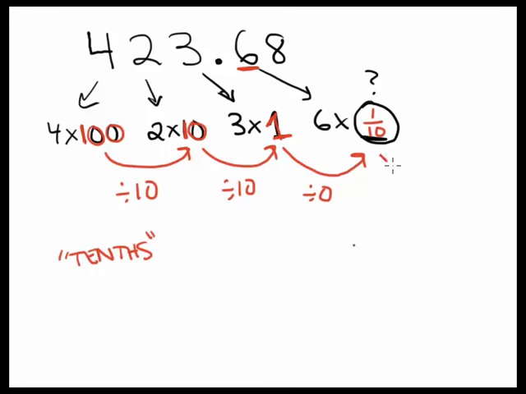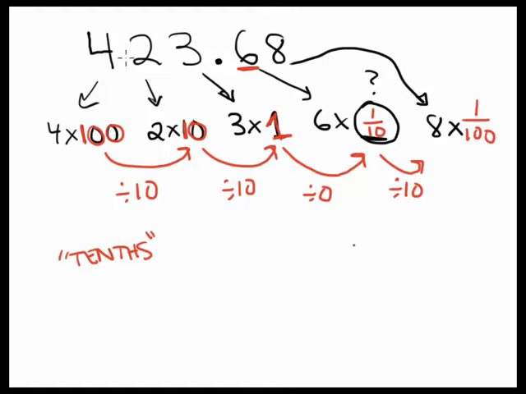Now we can keep this pattern going, of course, dividing by 10, and a tenth divided by 10 is a hundredth. And so the 8 is actually referring to hundredths, okay? And so we can see this pattern emerging where the digits in a decimal representation of a number each refer to some power of 10. Okay, so 100, 10, 1, a tenth, a hundredth.